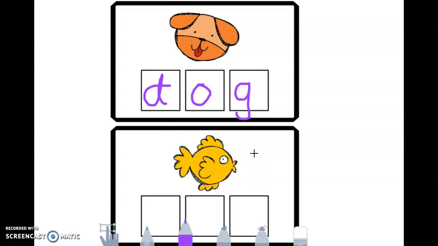Let's look at this fish. Stretch it out. Write the letters of the sounds that you hear. Let's check it. F is an F. I is an I. And don't forget that sh is the digraph S-H. Awesome job, boys and girls.